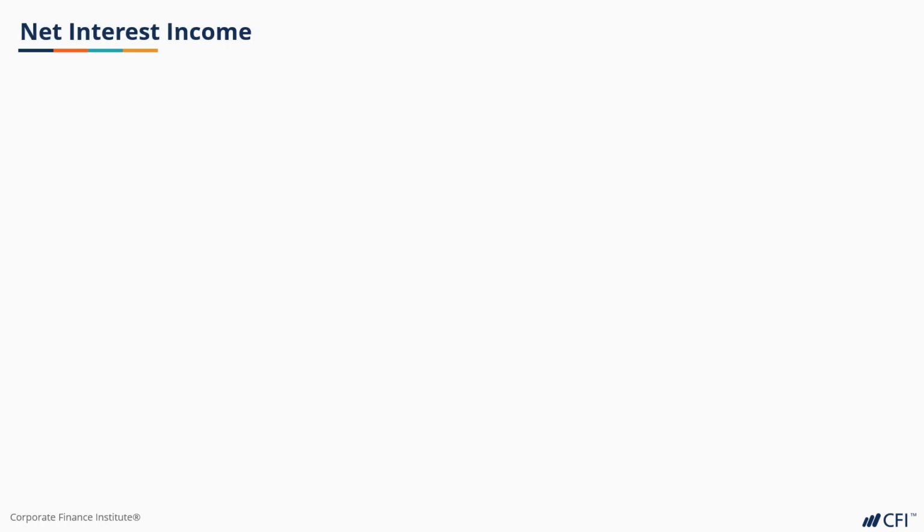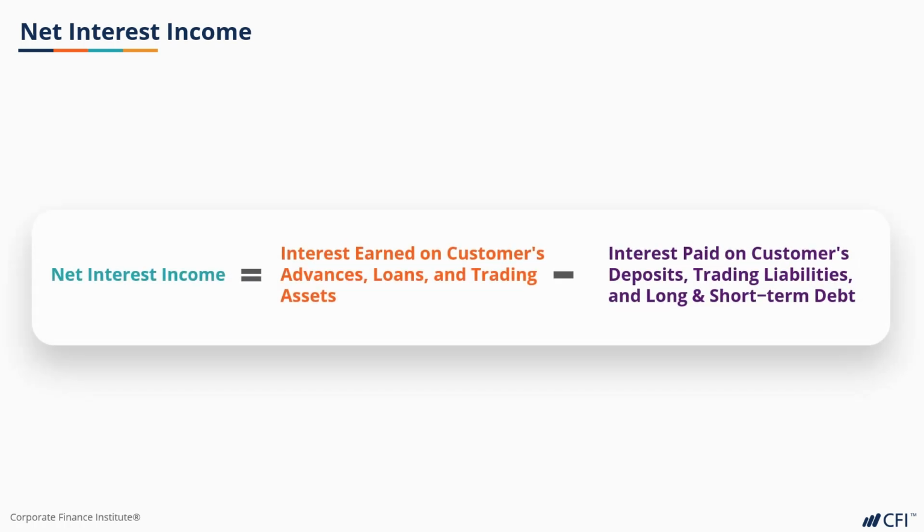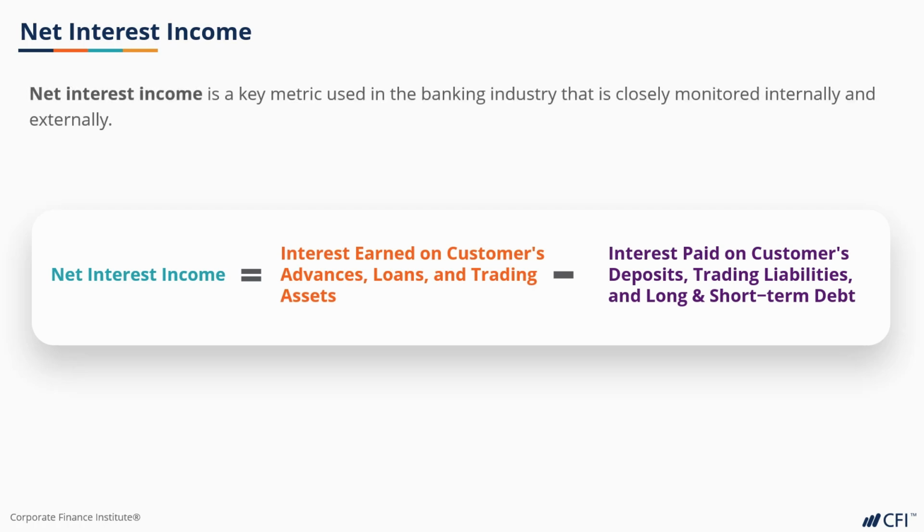As mentioned, the net interest income is the difference between what the bank earns from interest on its client advances and loans, trading assets, and the like, and the interest it pays on its customer deposits and trading liabilities and long and short-term debt. The net interest income is a key metric used in the banking industry and is closely monitored both internally and externally.